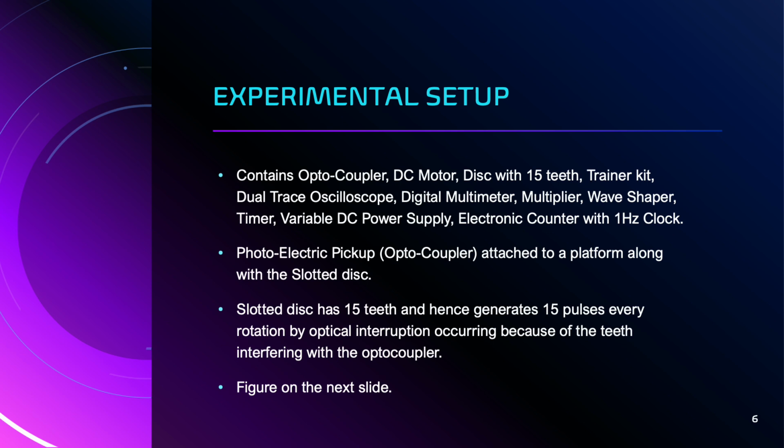It consists of an LED emitter and a photodetector, and in this setup the optocoupler is attached to a platform alongside a slotted disc. Then we have a DC motor which is utilized to drive the motion of the slotted disc. When powered, the motor converts electrical energy into mechanical energy, causing the disc to rotate. Then we have the slotted disc, which is circular in nature and features 15 evenly spaced teeth around its circumference. As the disc rotates, the teeth obstruct the light path between the LED emitter and photodetector of the optocoupler.